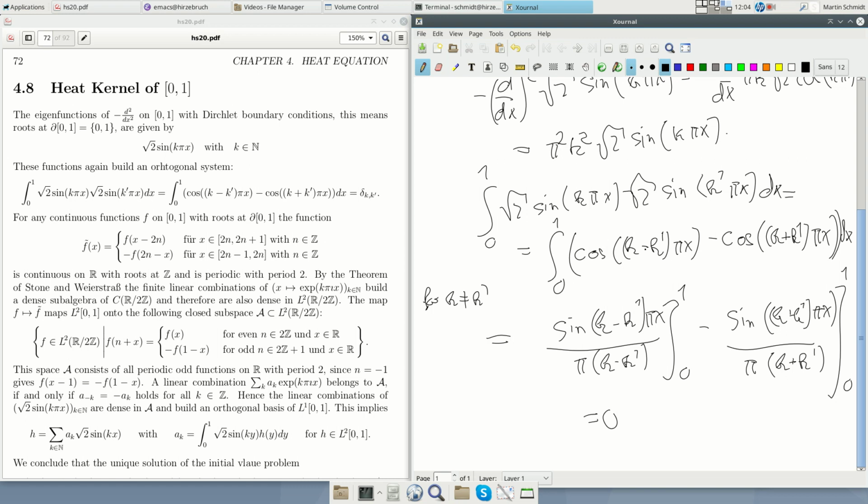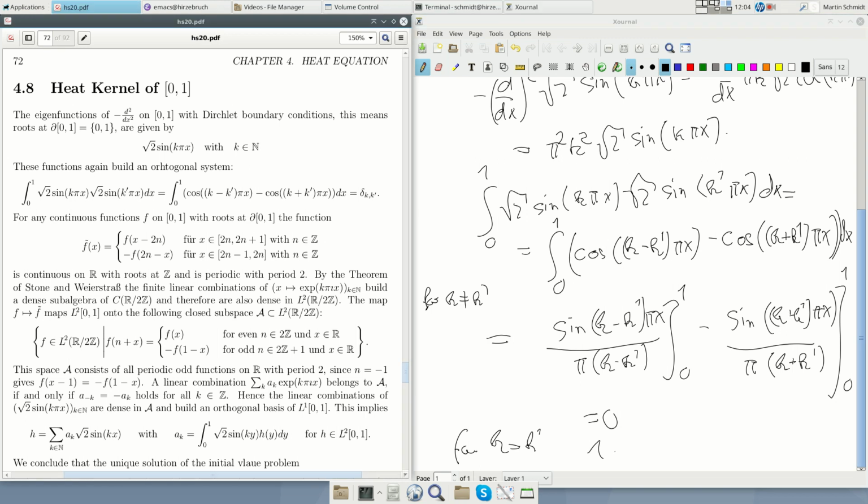But for k equals k prime, for this term we again get 0, but for the other term, by the cosine, the integrand is 1, so we just get 1. Also for k equals k prime, we get 1. So we indeed have this, and this is really an orthogonal system.